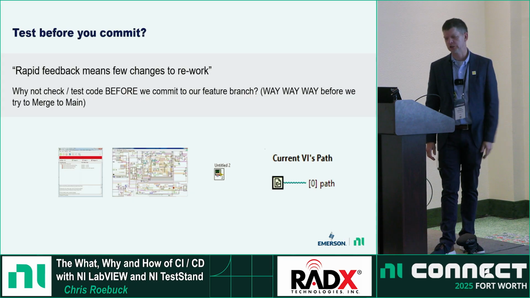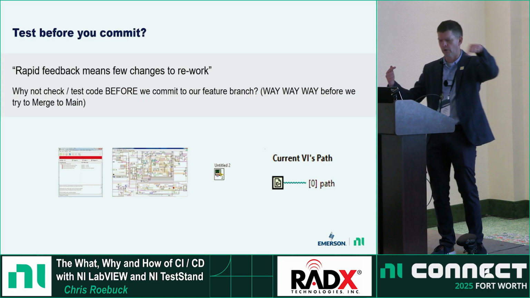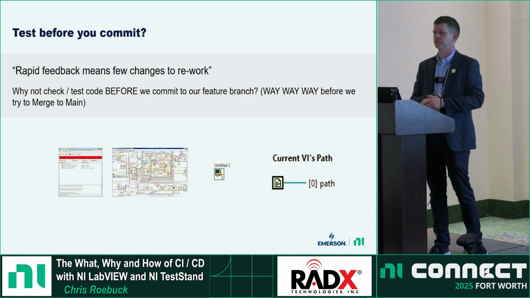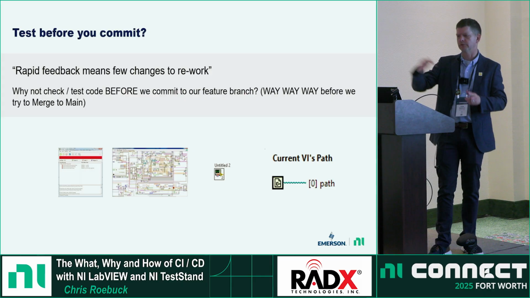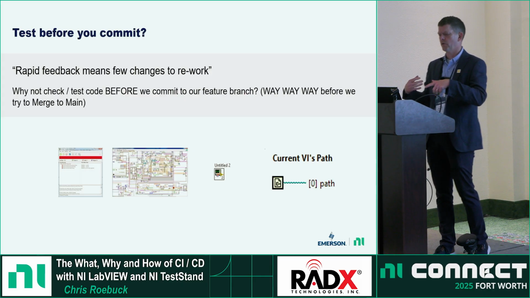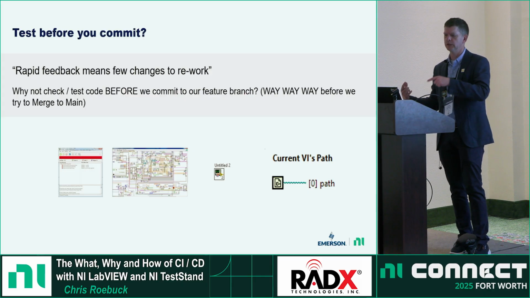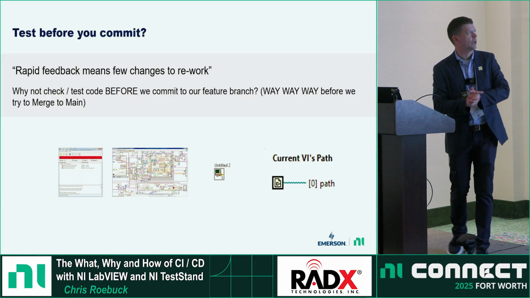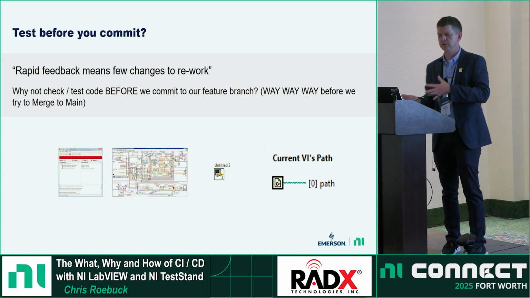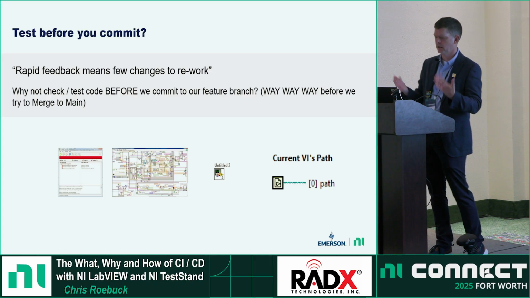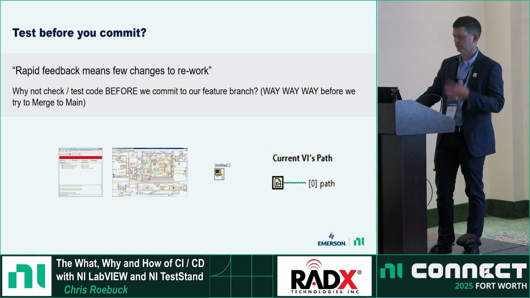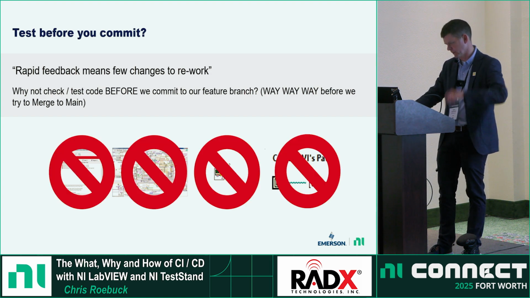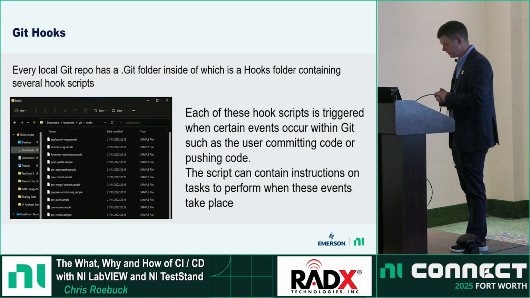And then we could also check for some style things, making sure you don't have wires going under structures or wires running from right to left. So rapid feedback means fewer changes to rework. So why not test the code before we commit to our actual feature branch? Let's check test on commit.